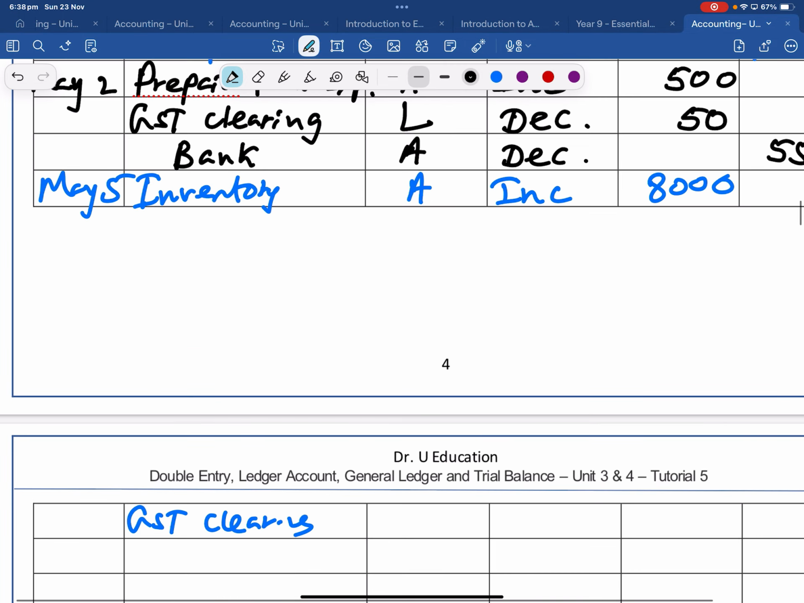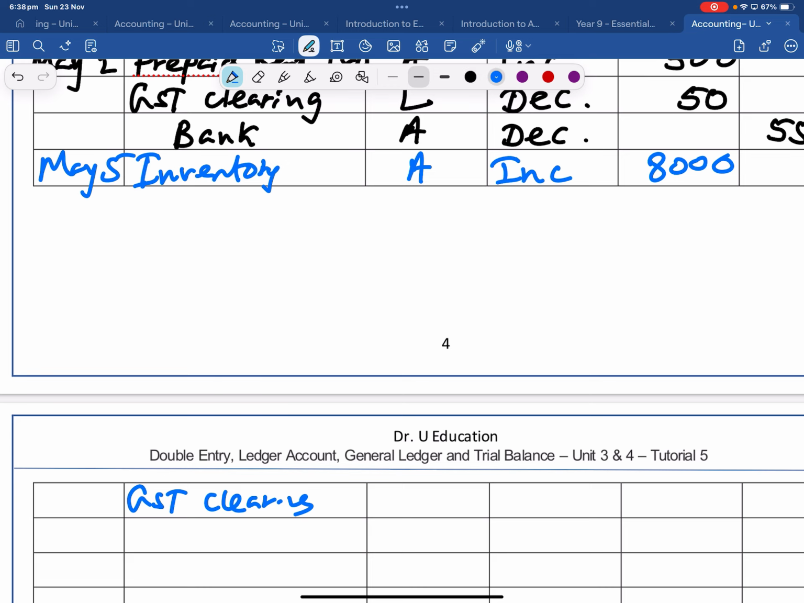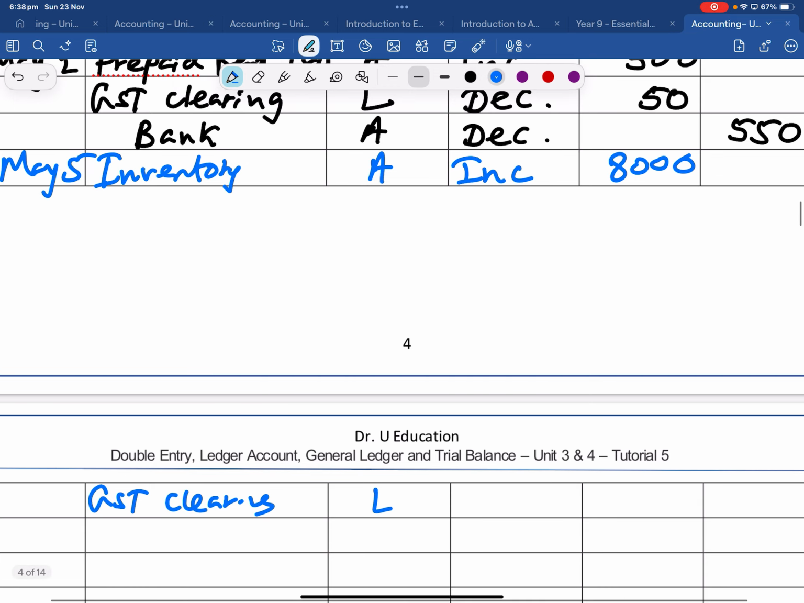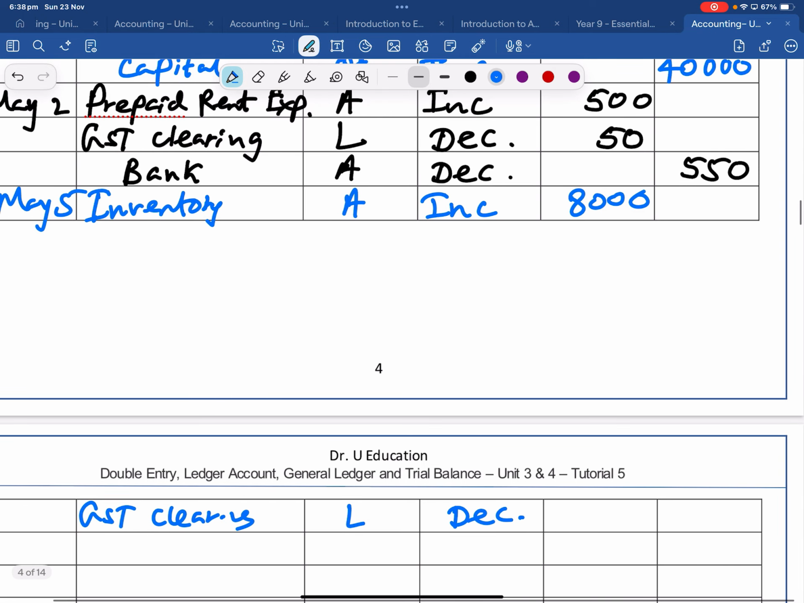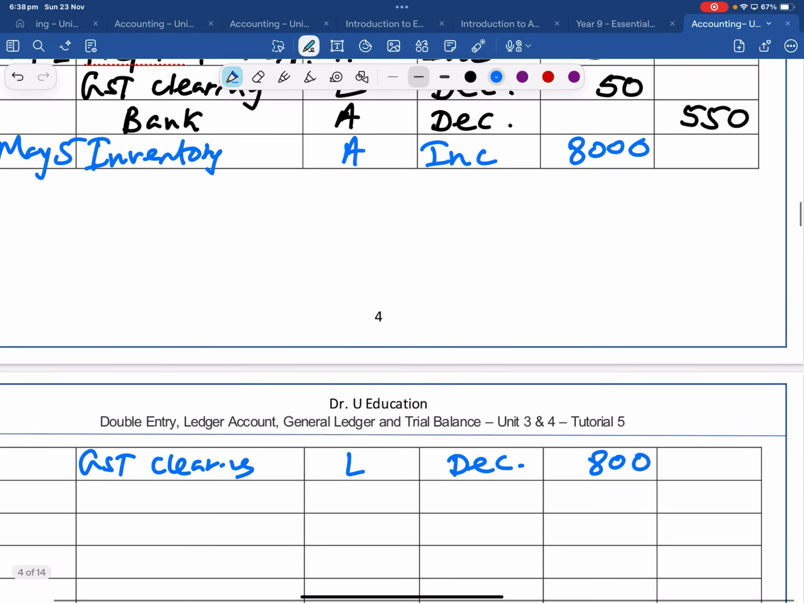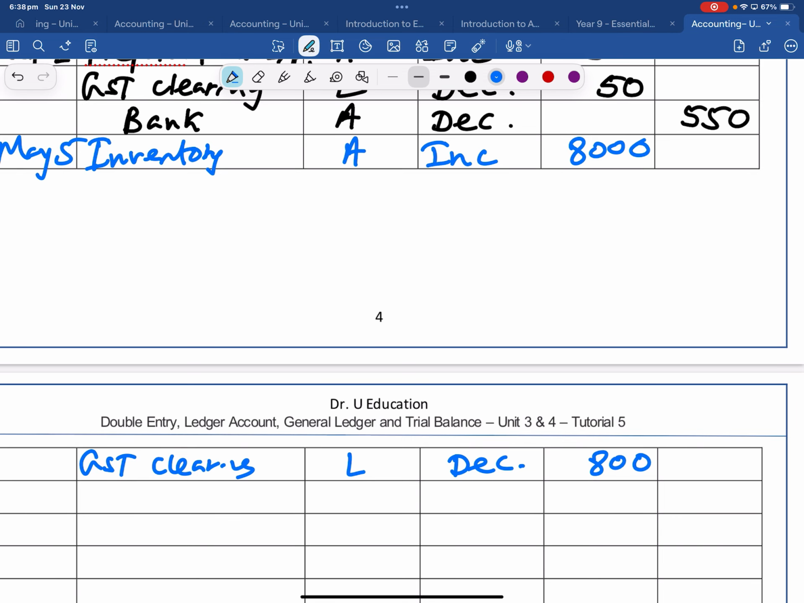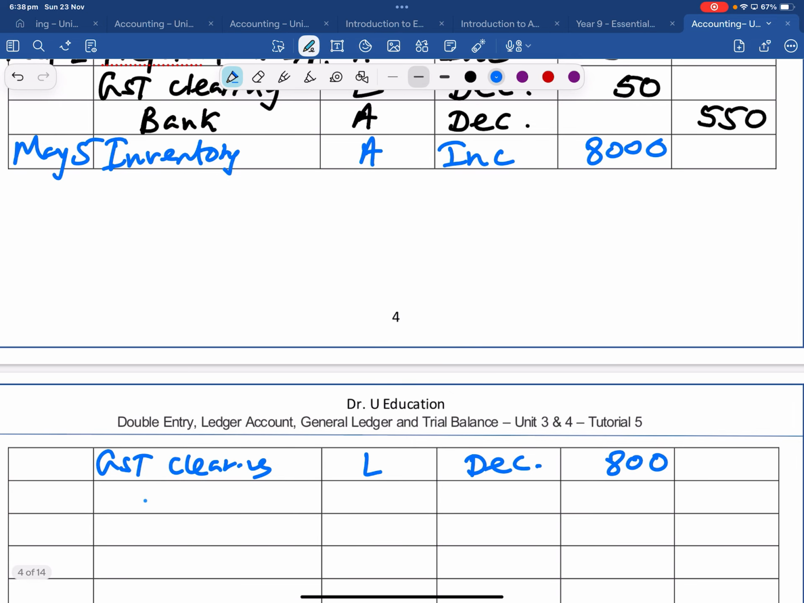Okay guys, now inventory 8,000, GST clearing, what is it? How much is GST clearing? Liability? Increase or decrease? Decrease. How much? 800. So then, what's the total? 8800. And then you are recording in where? Accounts payable. Liability, increase or decrease? Increase. How much? 8800. This is where we are.